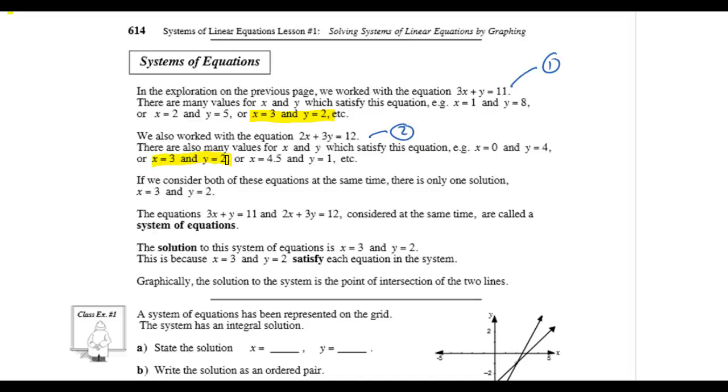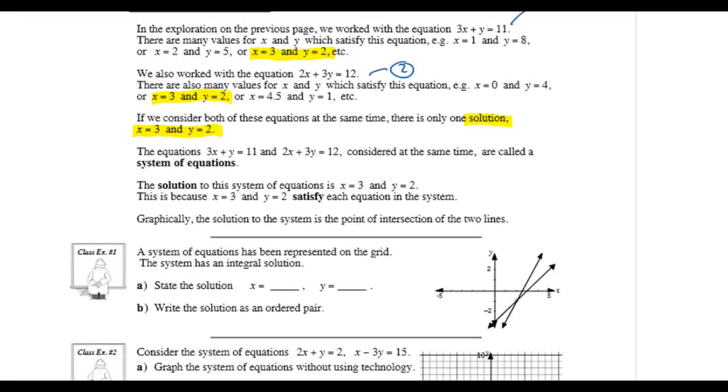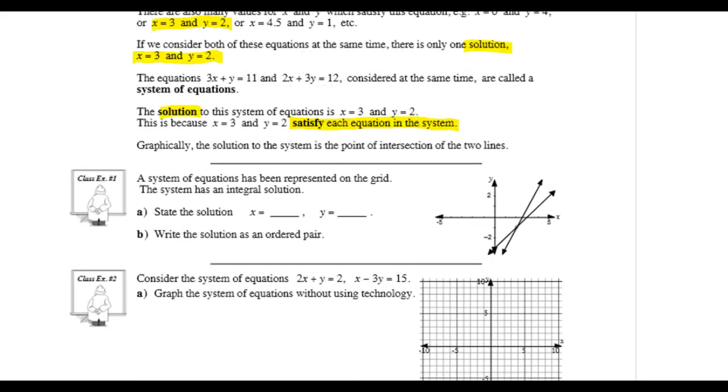We call that a solution in math when you have a set of coordinates that works for more than one equation. So these equations considered at the same time are called a system. Again, you need more than one to have a system. You can have 3, 4, as many as you want, but we're mostly going to be dealing with two equations. The solution is the coordinates that satisfy each equation, and graphically, the solution is the point where those two lines intersect when you graph them. All right, let's go on to example number 1.